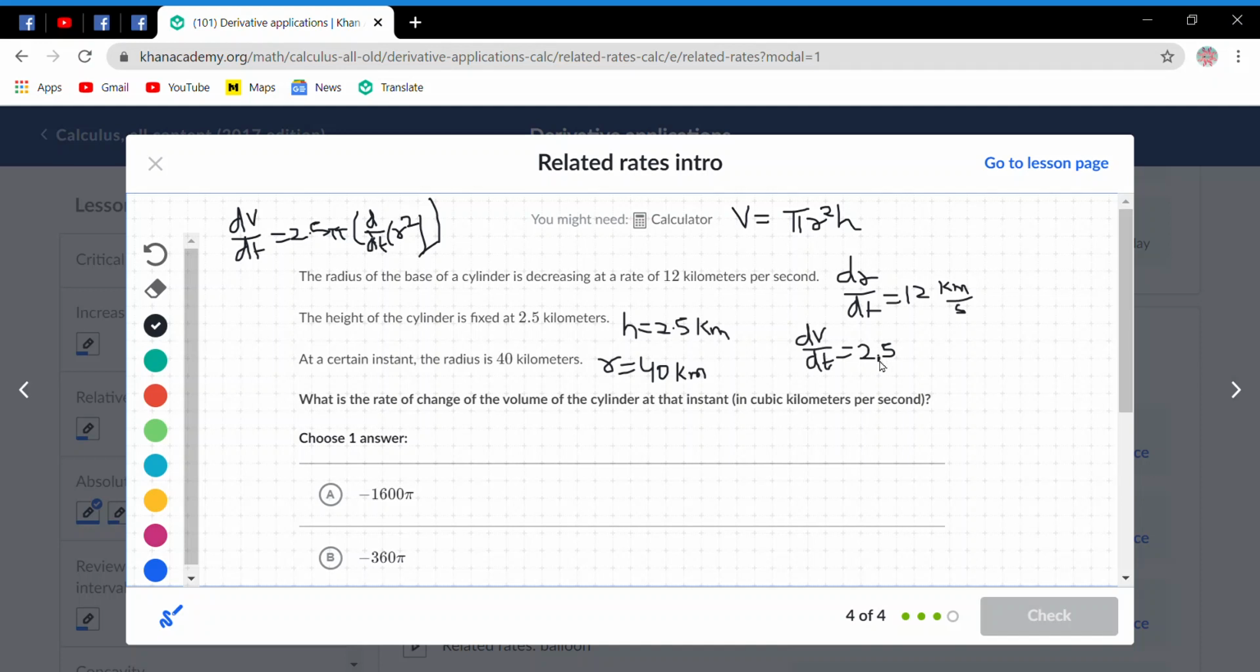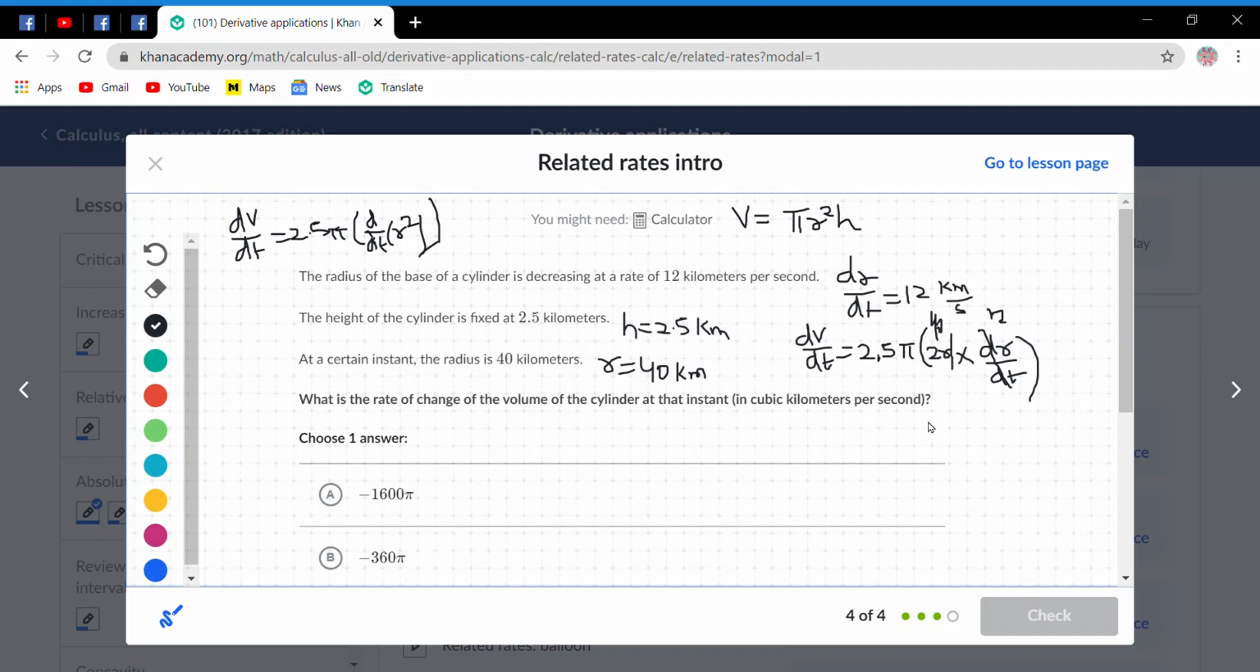2.5 pi times 2r, the derivative of r squared with respect to r, and times dr over dt. Let's put them in brackets. So this becomes dV over dt. Let's put in the values. We know dr/dt is equal to 12, and we also know r is equal to 40 kilometers. So this is 40.